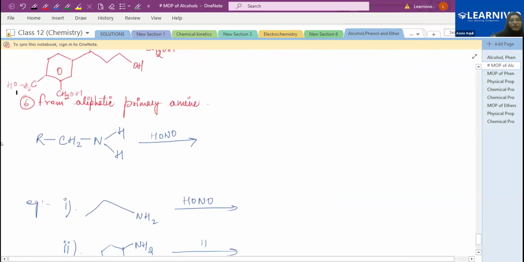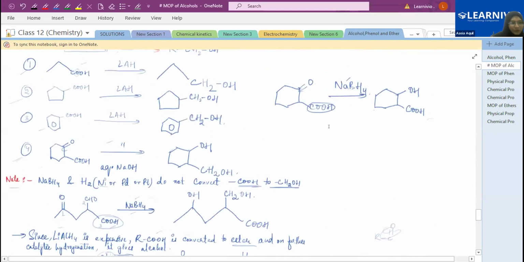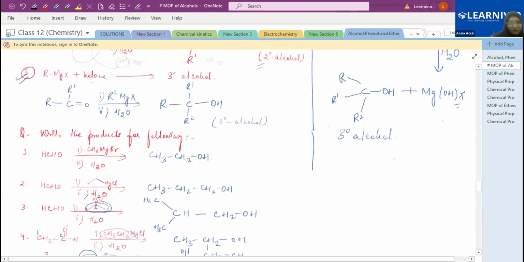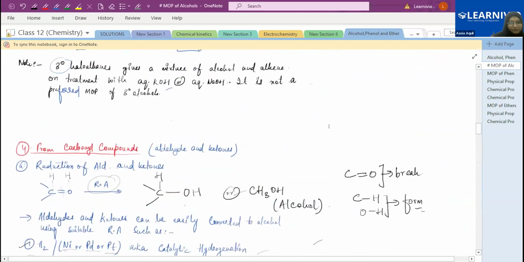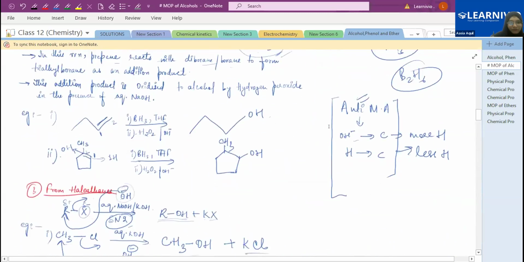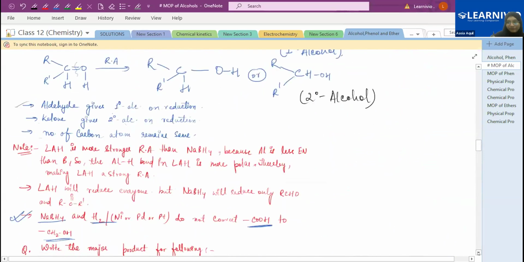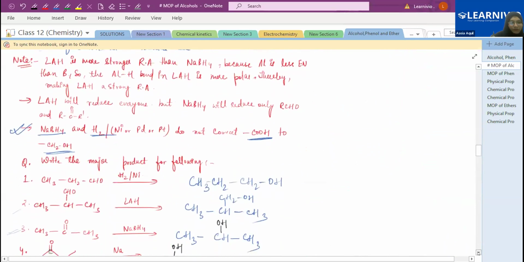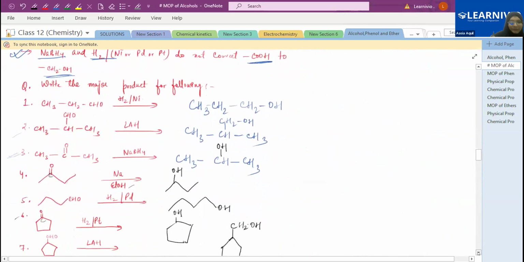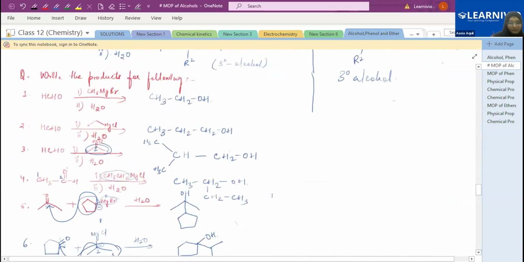Okay, so the next preparatory method is, tell me if we have discussed the preparation from the haloalkanes or not. Carbonyl compounds, yes, we have already discussed. The third preparation was from the haloalkane. Now write down the heading: from aliphatic primary amine.